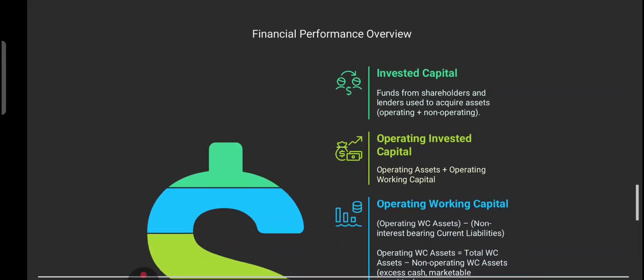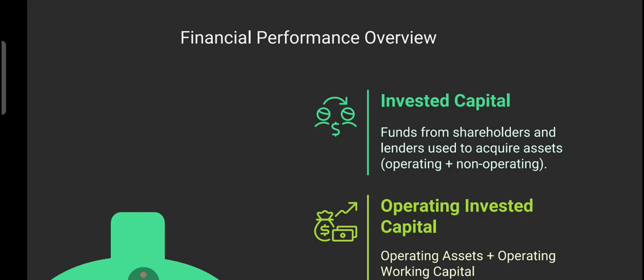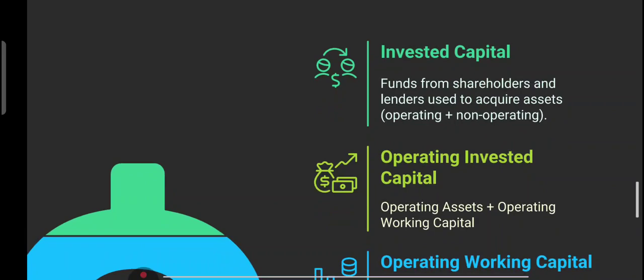Now friends, let's look at the financial performance overview, some very important metrics. Let's break down the terms one by one. First of all, the invested capital. Imagine a business needs money to buy machines, buildings or other resources. Invested capital is the total money that comes from shareholders, that means owners, and lenders, which means banks or investors, to buy all kinds of assets, whether they are used daily or just sitting there. This is called the invested capital.